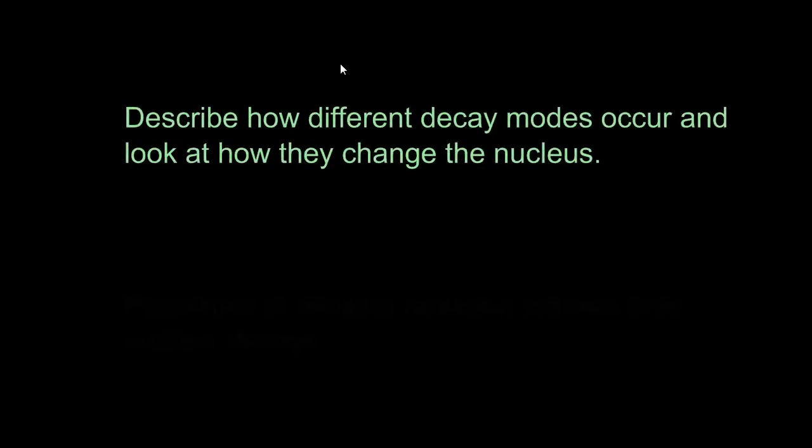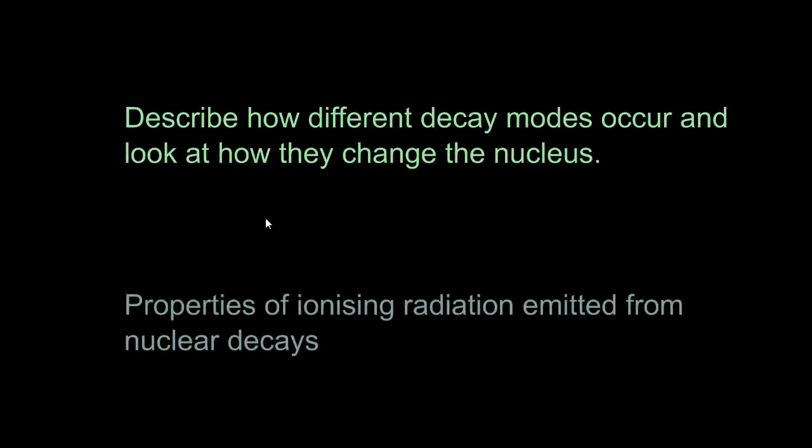In this video we're going to be looking at radioactive decays and the ionising radiation that can be produced from these decays. Hopefully by the end of it we will have described how different decay modes occur and look at how they change the nucleus, and secondly we're going to be looking at the properties of the ionising radiation emitted from the nuclear decays.